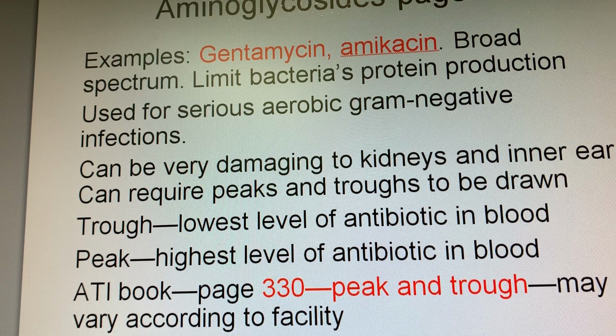The requirements for peaks and troughs may vary according to the facility. Sometimes facilities have stopped drawing peaks, seeing the highest level in the blood, and they just want to use troughs, which you draw right before you administer the next dose, and that tells if they need to adjust the level or not. And many of the antibiotics have their dosage adjusted by the pharmacist based on what the trough is. So make sure you read that page in your ATI book, page 330.